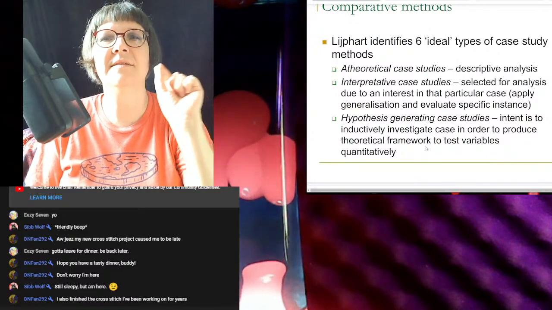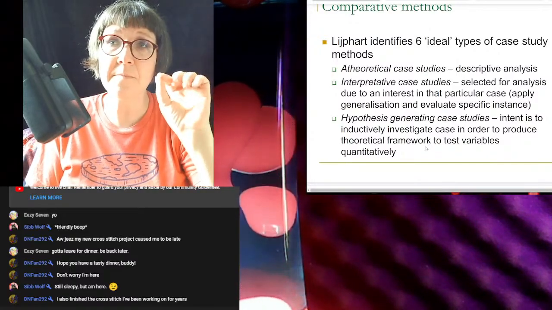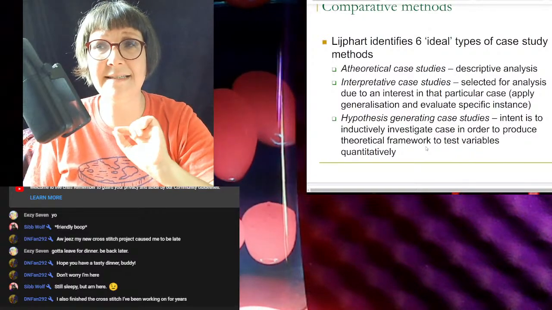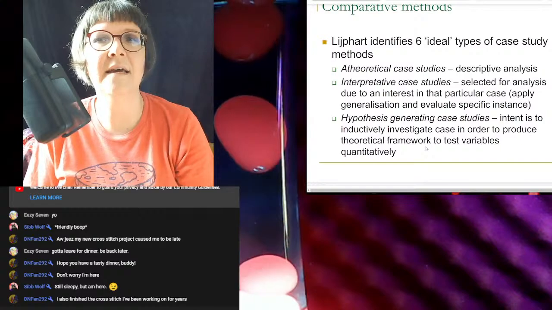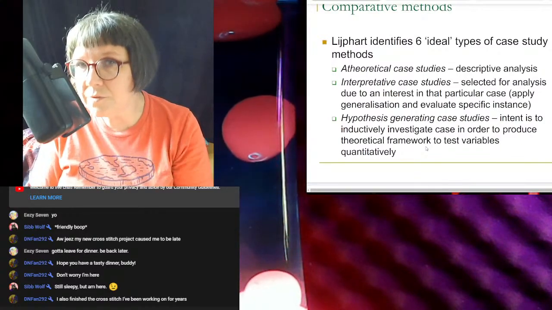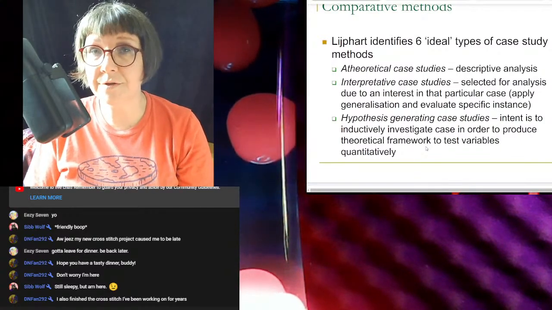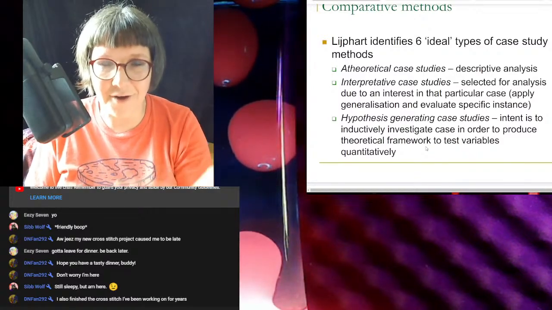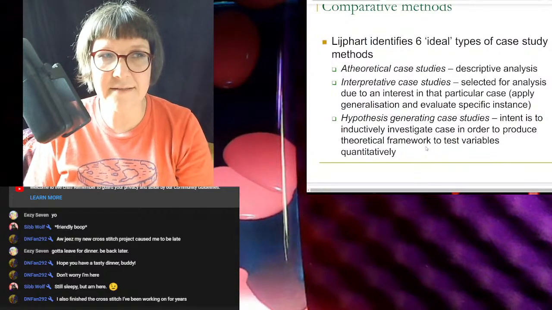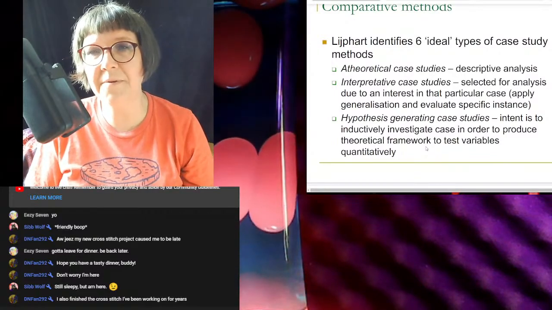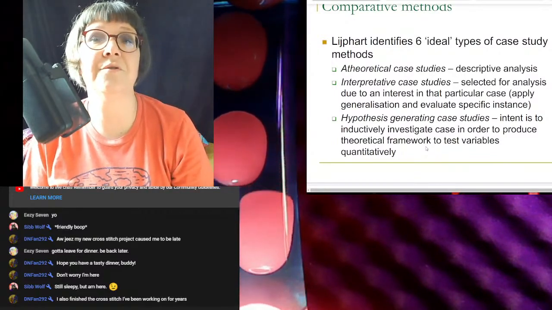And so he identifies 6 different ideal types of case study that you can apply. One is an atheoretical case study. If something is completely new or under-researched, then merely describing it, documenting it, and publishing it to the wider audience of academic researchers and the public itself is a contribution.